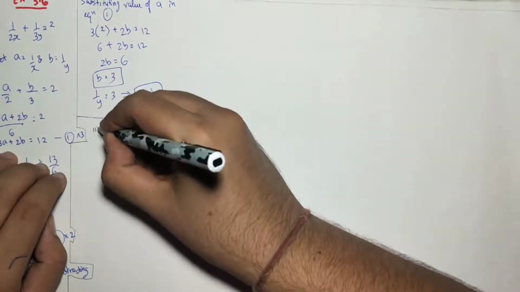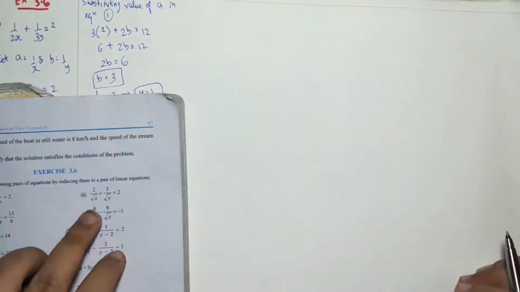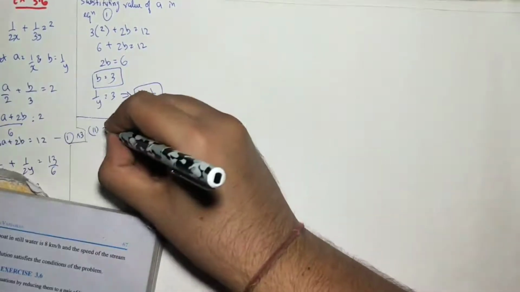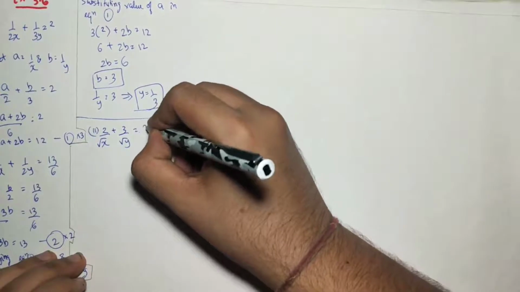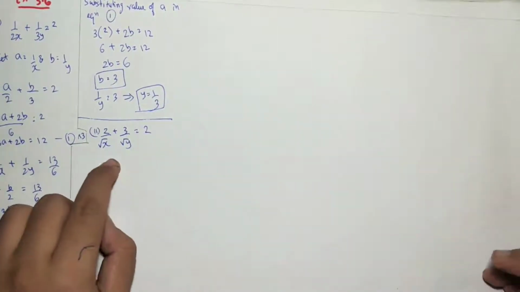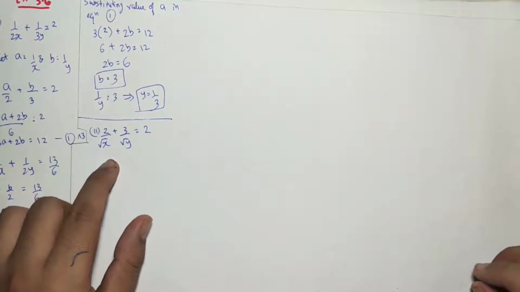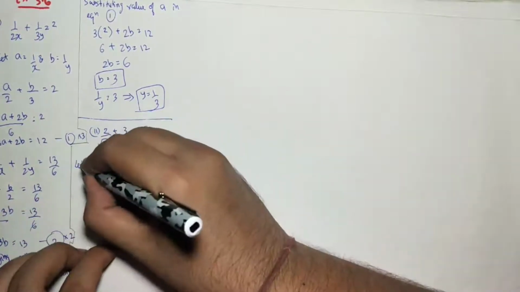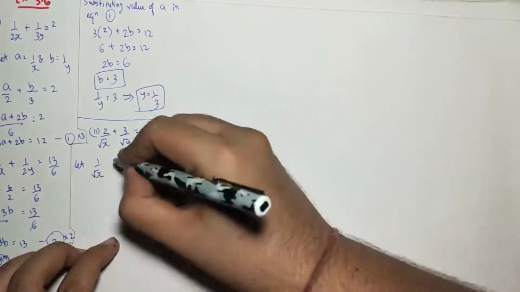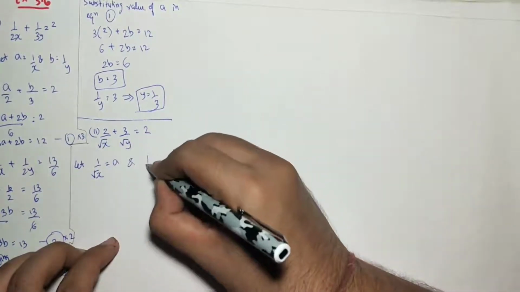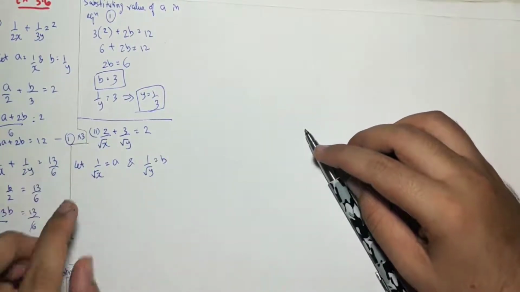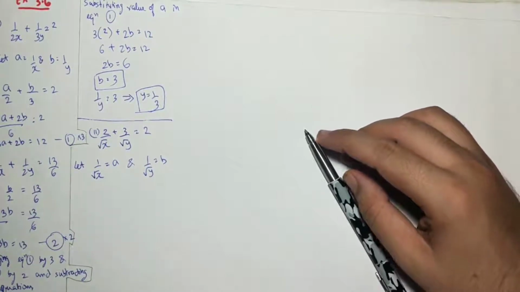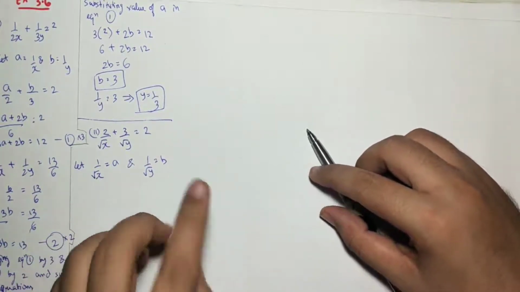In the second question, 2 by root x plus 3 by root y is equal to 2 is given to us. Now the variable is under root. So we will take, let 1 by root x equal a and 1 by root y equal b. That root sign of x should be considered in a, and that root sign of y should be considered in b.